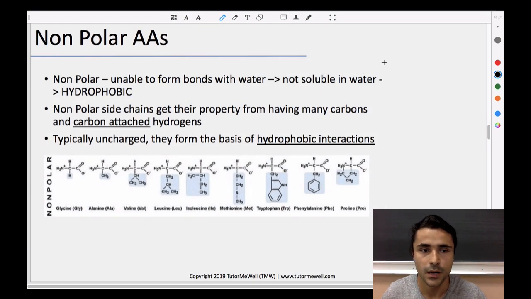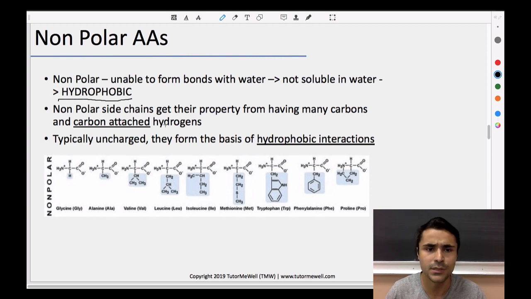So in this slide, I'm going to talk about non-polar amino acids. Non-polar means a group or a molecule that is unable to form bonds with water, and therefore it's not soluble in water, and therefore it also gets the name hydrophobic. Now remember the word hydrophobic, where hydro means water and phobic means to fear, so water fearing. They're basically not water friendly.